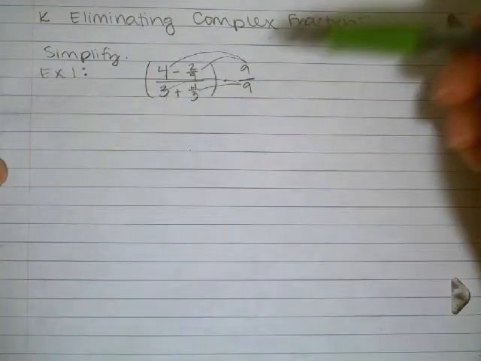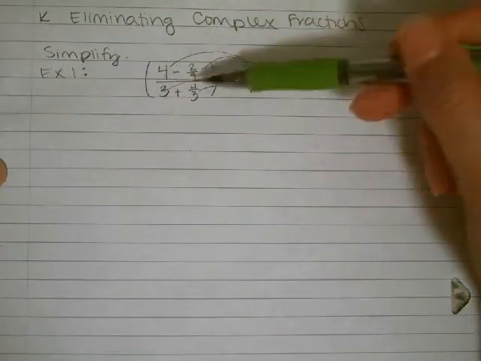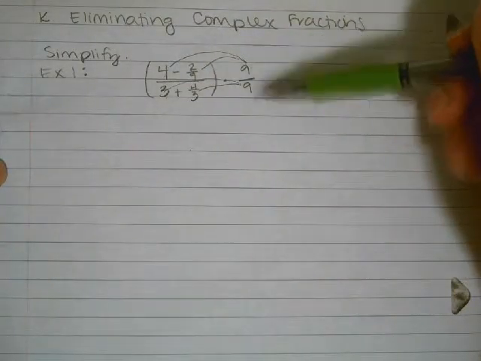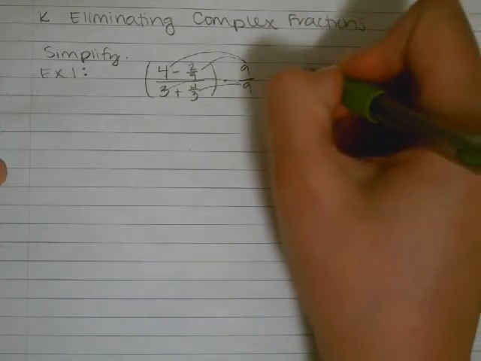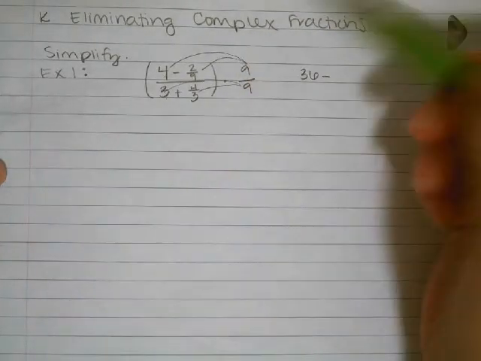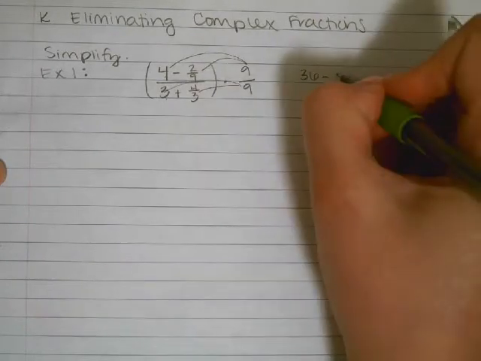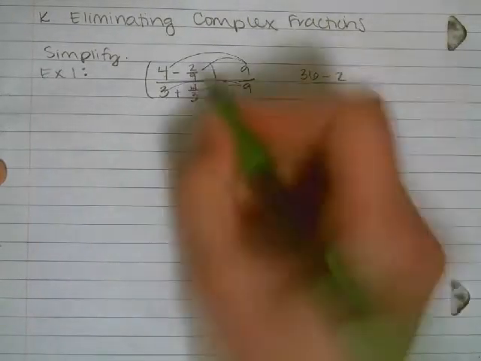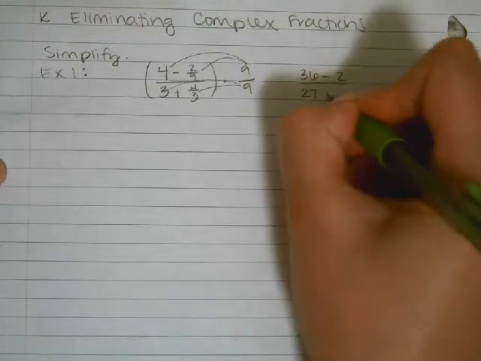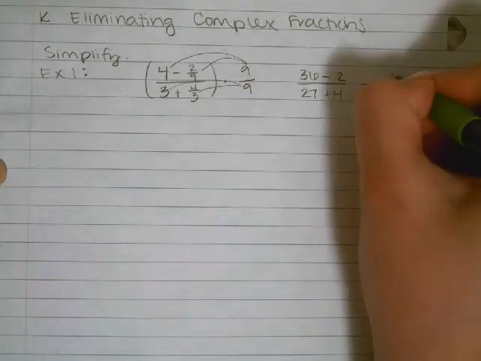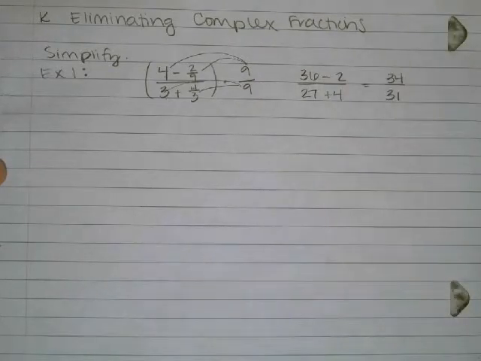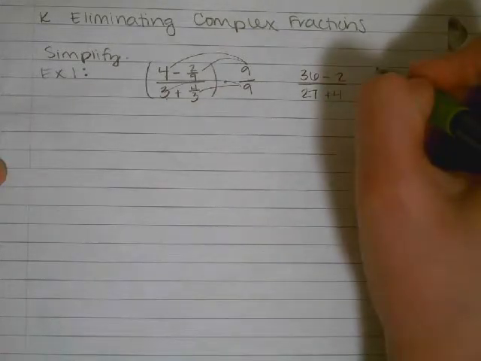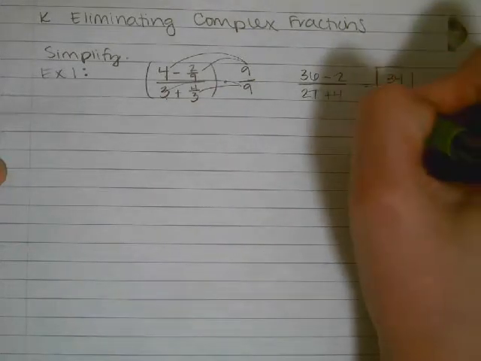The reason this is working is because I'm taking this whole fraction and I'm multiplying it by 1. 9 over 9 is 1, and that's why this works. So now I've got 36 minus, the 9's cancel and I just have 2. 9 times 3 is 27 plus 4. So that's 34 over 31, and I'm done. Clearly not the only way to do the problem, but definitely probably the fastest way.